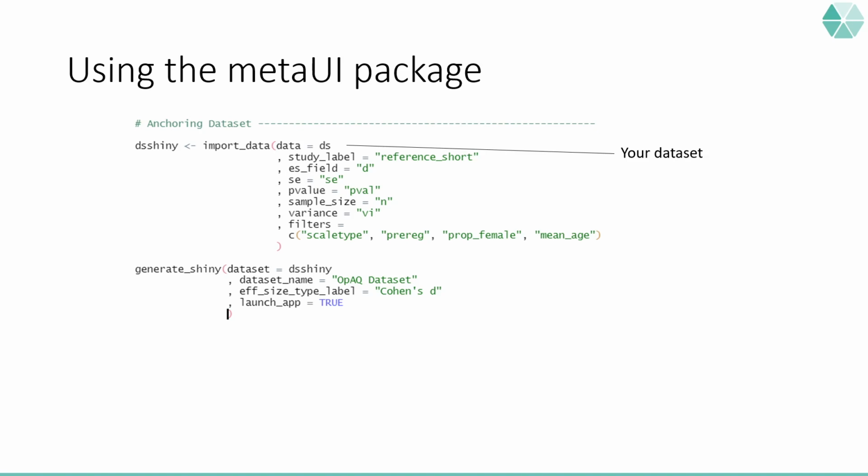So your dataset goes up here, then we need to know what the effect size and standard error variables and so on are called in your dataset, and you can determine the filters or moderators that you want to apply. Here we have prereg, which includes information about whether or not a particular finding was pre-registered. We also have demographics, such as the mean age, and the app will later see the range of these variables and lets you pick a value along it.